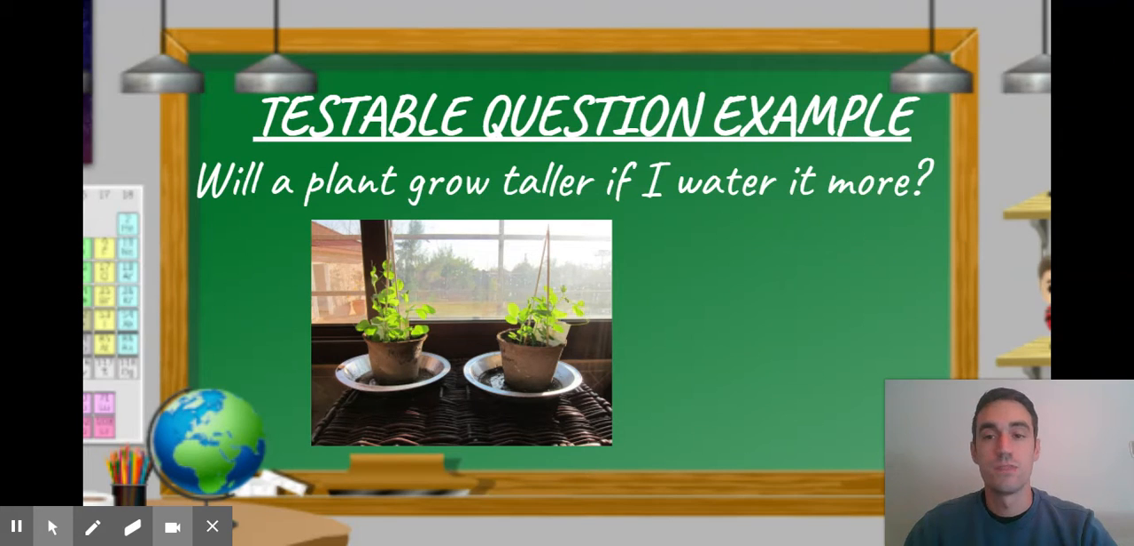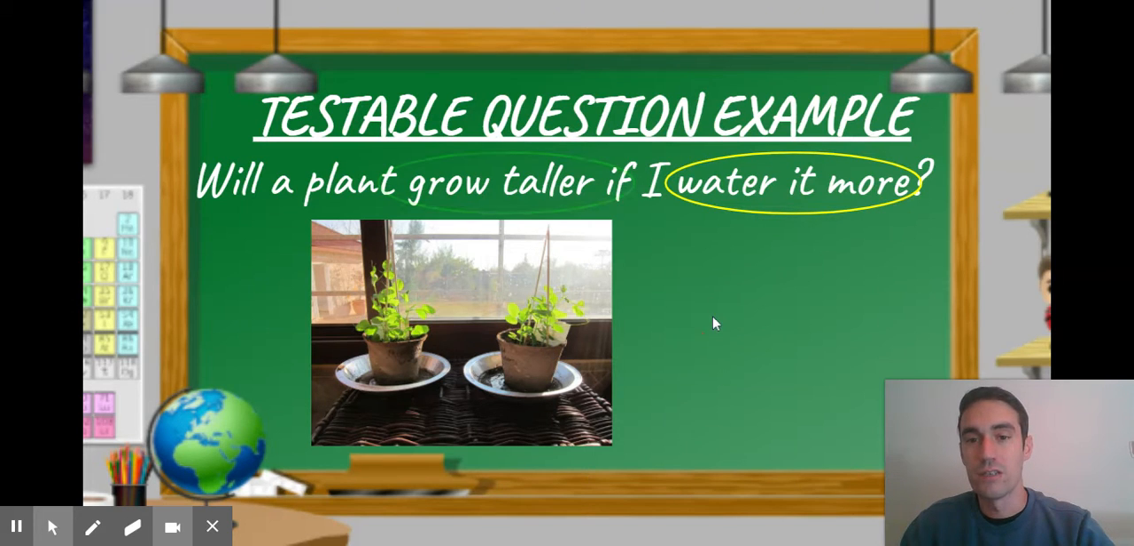Okay, an example of a testable question would be one that we're going to use a lot in class, and I think this is just a really easy one to use. You can change what you're testing here, but my question is, will a plant grow taller if I water it more? So we need to think about what we're going to change and what we're going to measure. What I'm changing about these two plants is how much I water them. So my change is if I water it more. Maybe I give one plant 10 milliliters of water a day, and I give the other plant 20 milliliters of water a day.